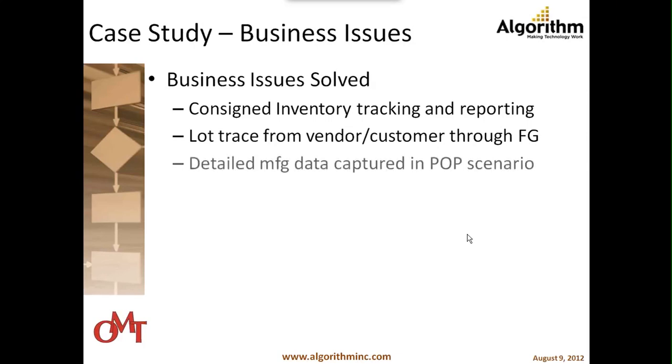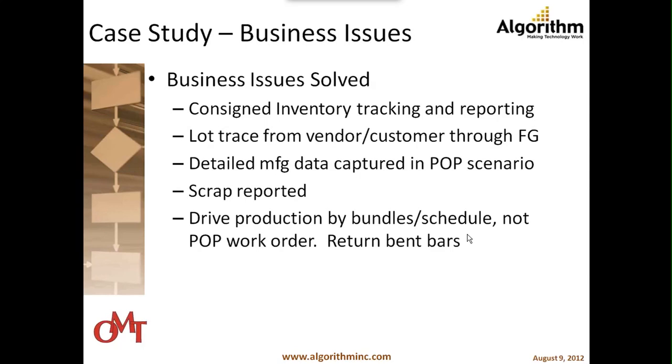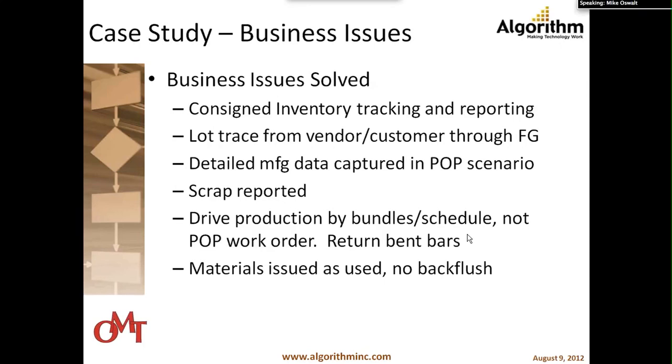Well, we looked at the manufacturing data that we were capturing in a POP scenario, which is really unique because if you're running POP right now, you can probably understand the ability to have detailed manufacturing data is pretty hard to come by. We've been able to use tools to accomplish that. Inline scrap reporting, which again, very difficult, especially in a POP environment, not so much in a shop floor, but very difficult in POP. And to meet their business needs, we drove production by bundles and schedules, not work orders, and we were able to accomplish the bent bars. So we are able to issue the materials as we need to along the process. We don't have that back and forth backflushing issue that POP demands. So those are the business issues that we tried to accomplish and I tried to address a little bit today.